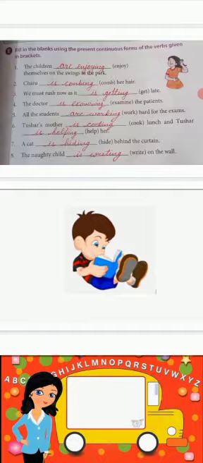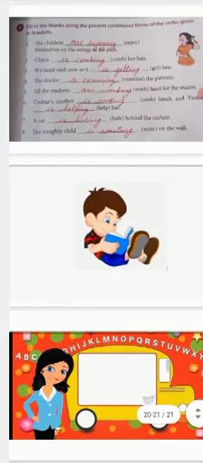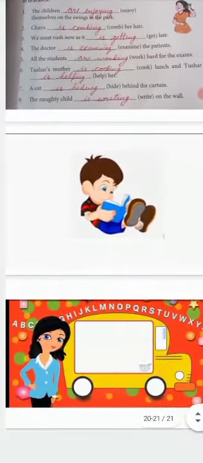Seventh sentence, a cat dash hide behind the curtain. A cat is a singular subject, so here we use is hiding. The naughty child dash on the wall. Child is a singular subject, so here we use is. The naughty child is writing on the wall.